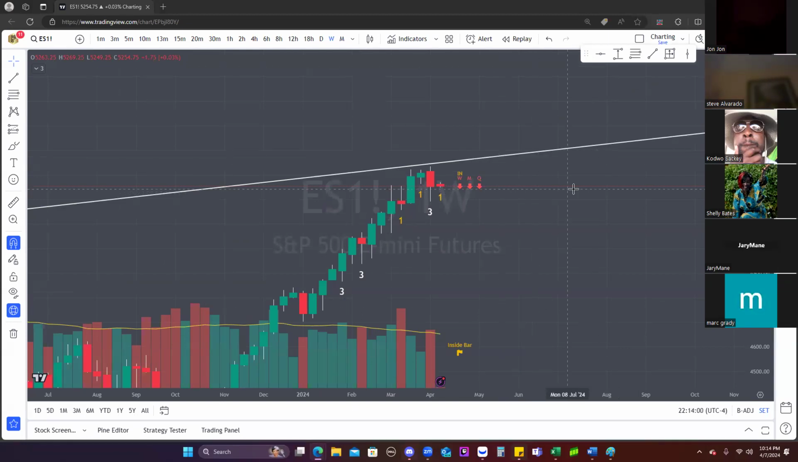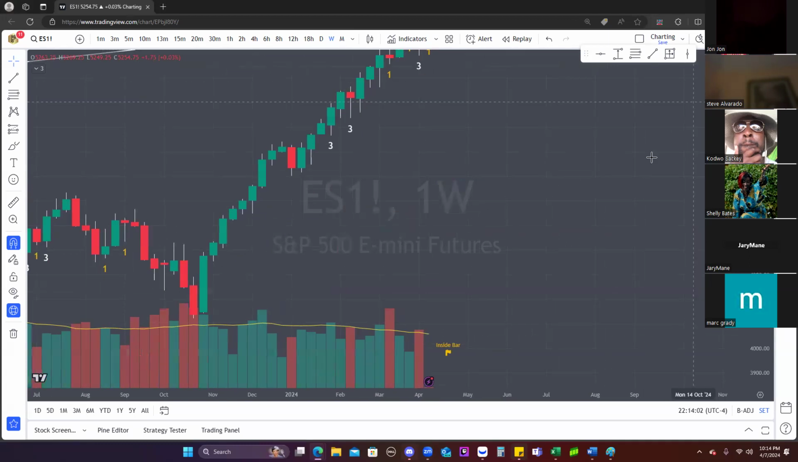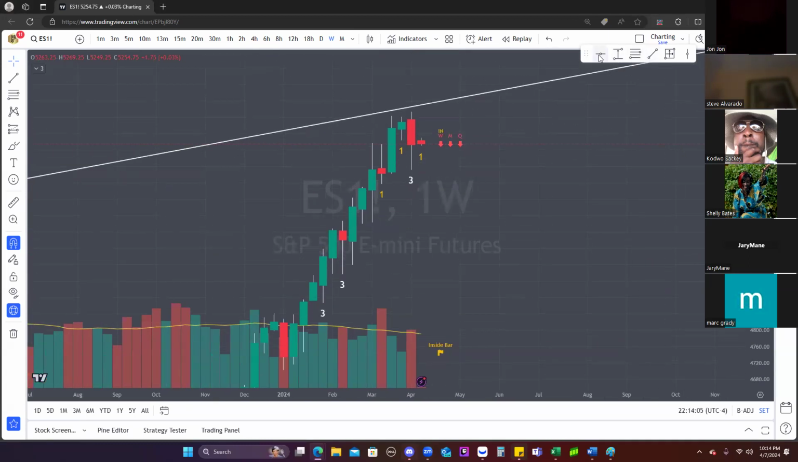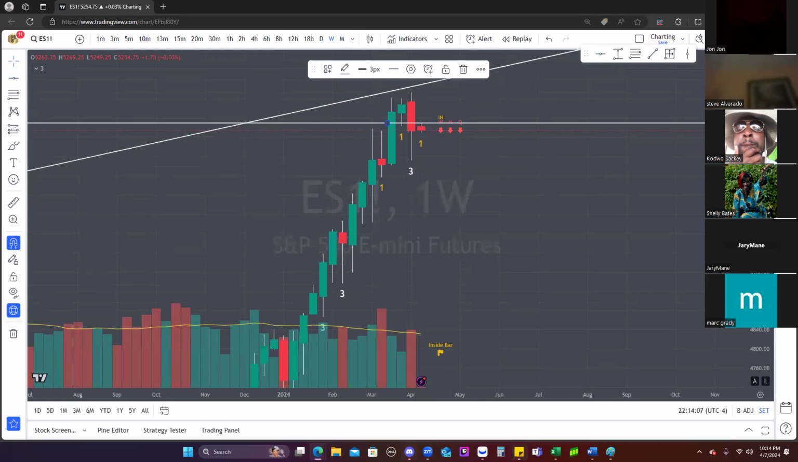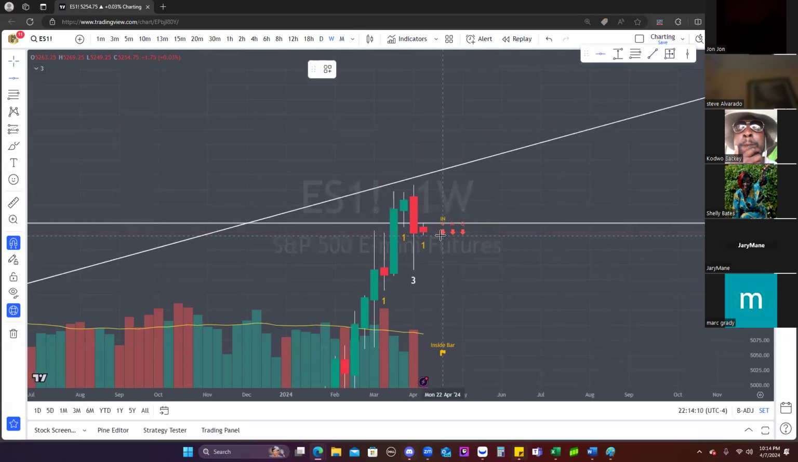That's so lovely. So setting my chart up for this, we're going to go ahead and mark the top of the weekly, the bottom of the weekly.